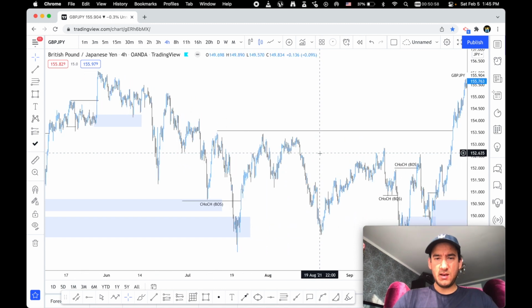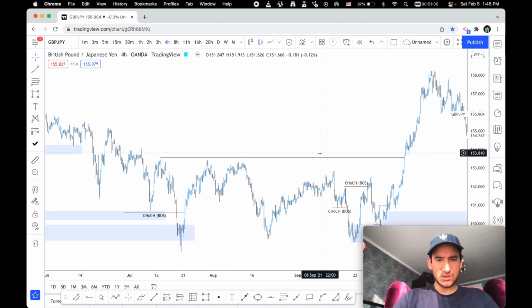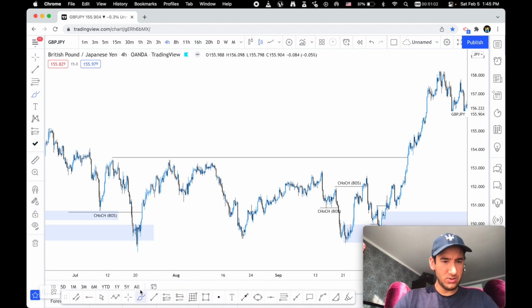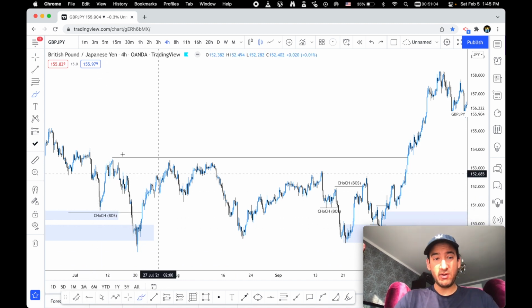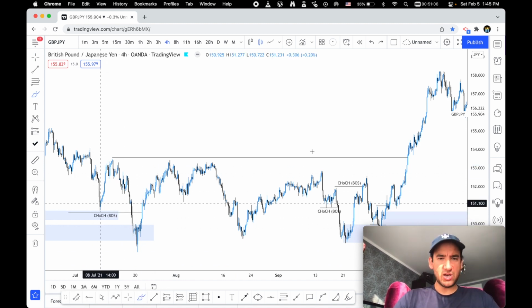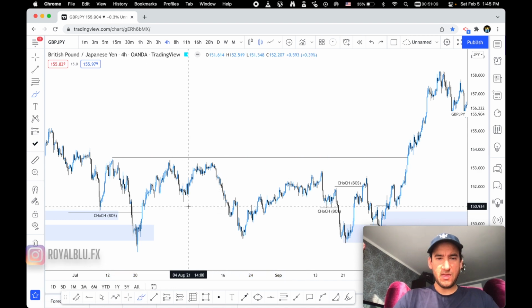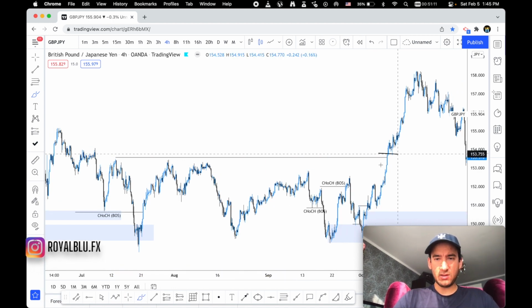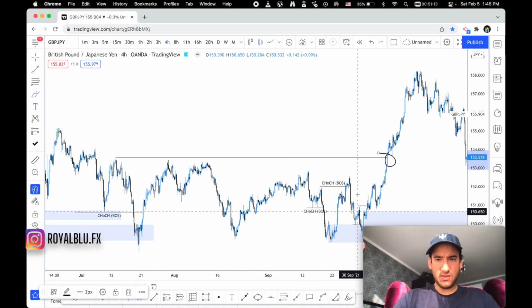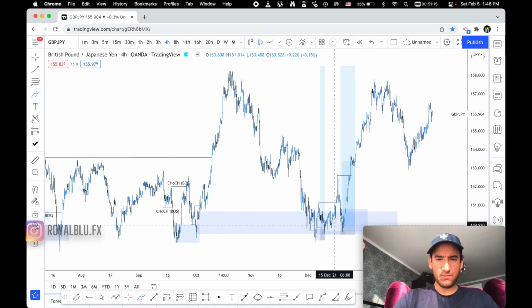And then you can continue looking for more CHOCHs right here. You can clearly see another CHOCH. Oh, right here, I already marked it. CHOCH below, CHOCH above, right there. And then wait for the markets to break this high, and then wait for price to come back here for the buy.